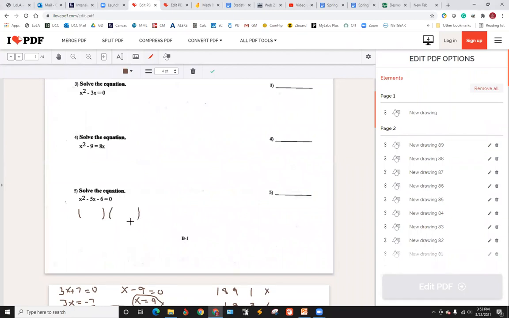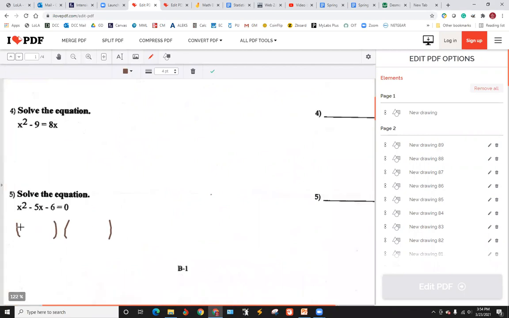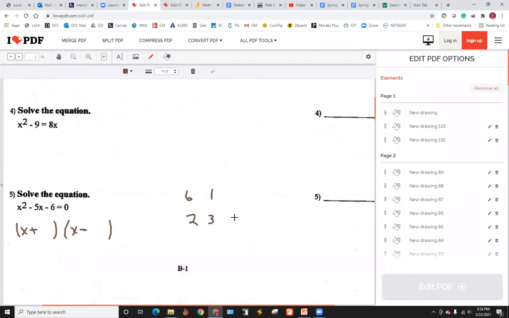All right, so they're going to be different signs because the 6 is negative. All right, the 6 is negative. So that's x plus, and then x minus. All right. So we need factors of 6 that have a difference of 5. Well, hopefully that shouldn't be too hard because there's only two factors of 6. This has a difference of 1, so this is not it. These have a difference of 5.